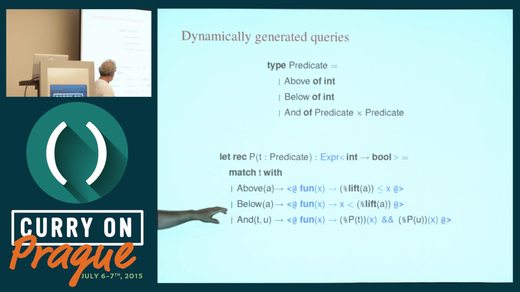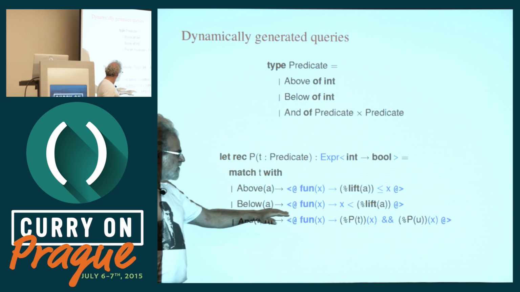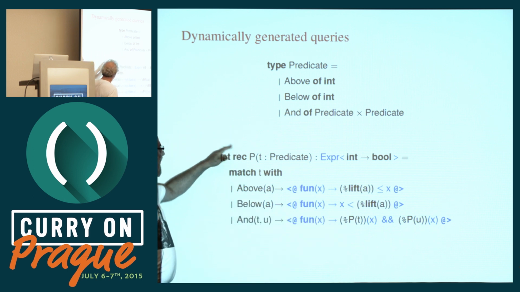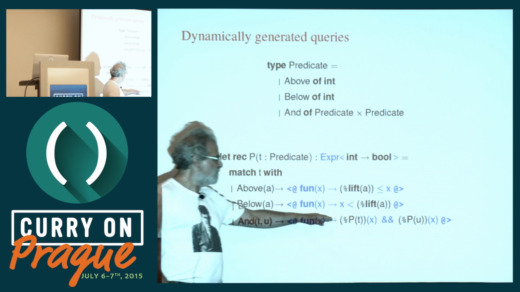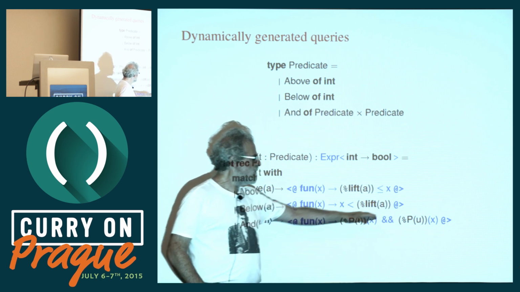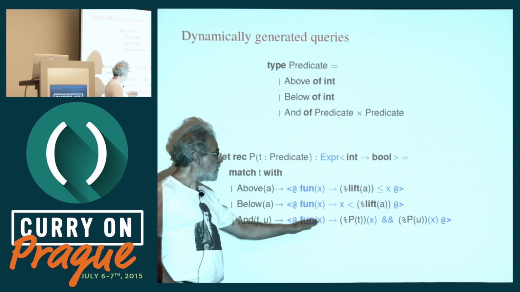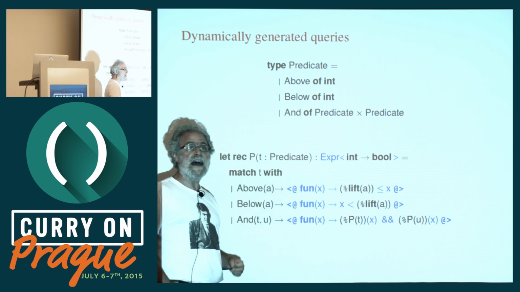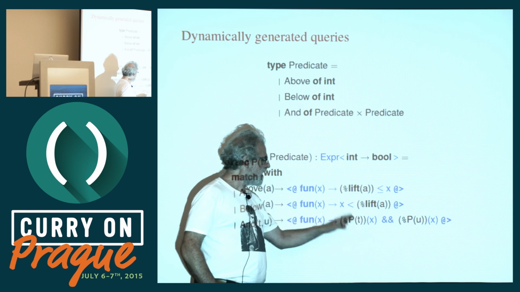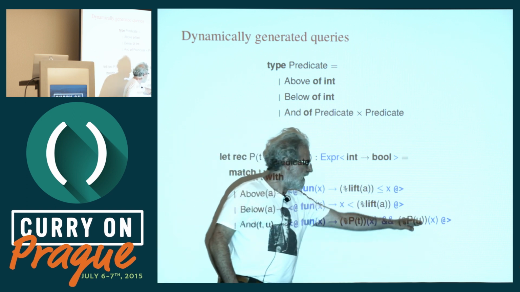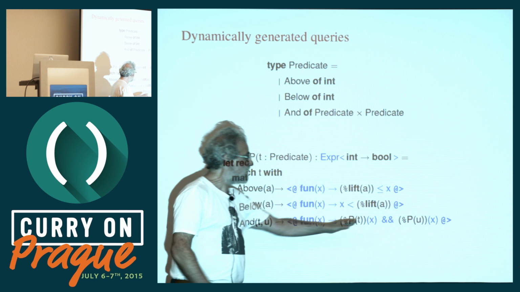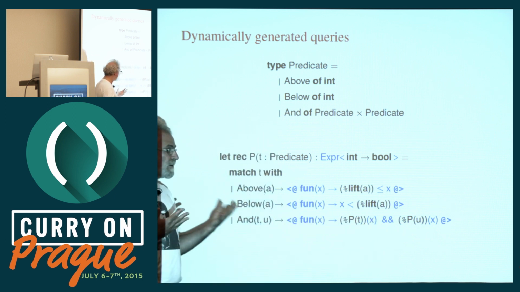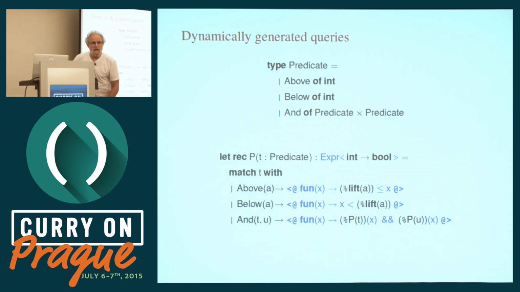Similarly with below, and then and is just a function of x that takes, again, this operation big P and applies it. What's big P of and of t and u? Well, it's big P of t and big P of u, and both of those are applied to our predicate, our argument x. So does x satisfy big P of t, and does x satisfy big P of u? And if it satisfies both, so we'll conjoin those together, then we'll return true. So this is fairly straightforward and simple code, right?